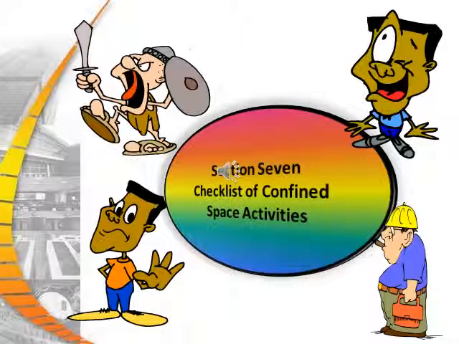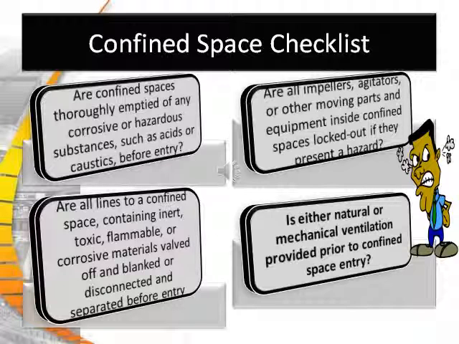Section 7, Checklist on Confined Space Activities. The Confined Space Checklist. Are all confined spaces thoroughly emptied of any corrosive or hazardous substances such as acids or caustics before entry? Are all lines to the confined space containing inert, toxic, flammable, or corrosive materials valved off, blanked, or disconnected and separated before entry?